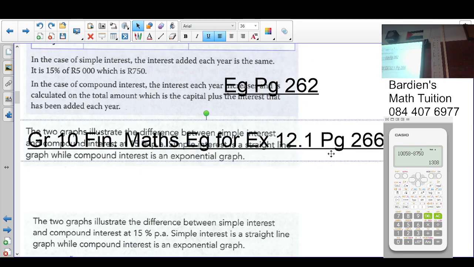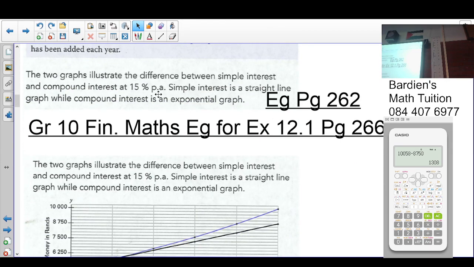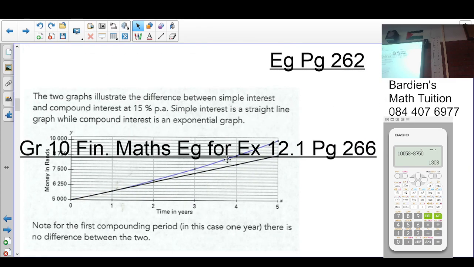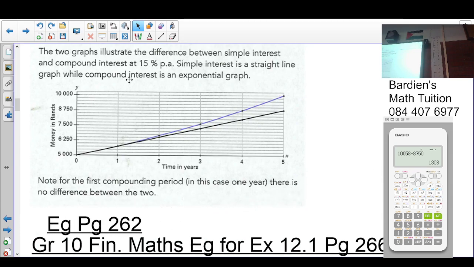So here we are told now that two graphs illustrate the difference between the simple interest and compound interest of 15% per annum. Simple interest is a straight line graph, while compound interest is the exponential graph. We look here, they have plotted the graph for us. Did I read the same thing twice? Okay, money in rands and then the time in years.